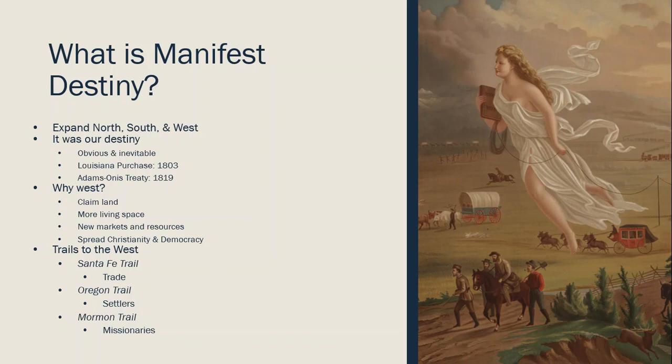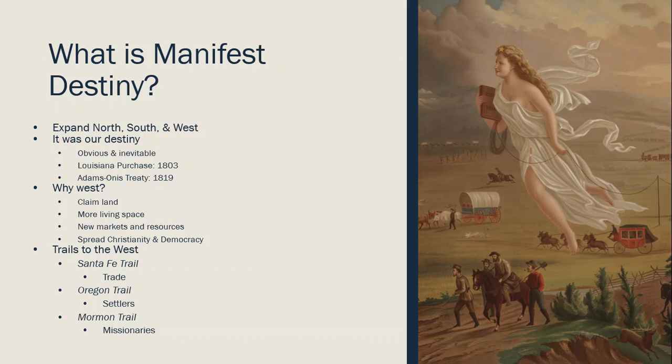The Oregon Trail is what was used primarily by the settlers. So they're going to travel again from Independence, Missouri, and travel across the Missouri River and head more north to the Oregon Territory, through the Great Plains, through the Rocky Mountains to get to that Pacific coast.